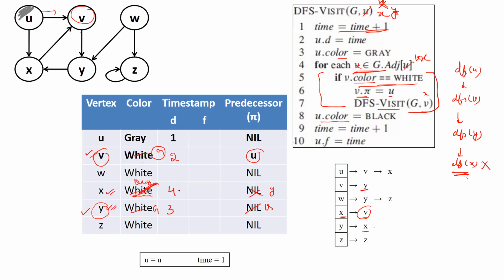And before going further, increment the timer. The timer was at 4 units. Now increment the timer: time equals time plus 1. It will become 5 units, and the finish time of X will become equal to 5 units. In this manner, we can proceed further.